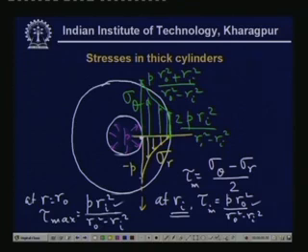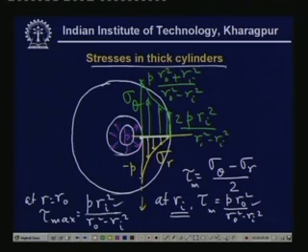Now, how to design the thickness? The problem is that we are given, suppose, the pressure P and Ri, the internal radius. Now, what will be the thickness of the cylinder? That will be the next problem, but in order to do that, we must remember what the different stresses in a thick cylinder are.